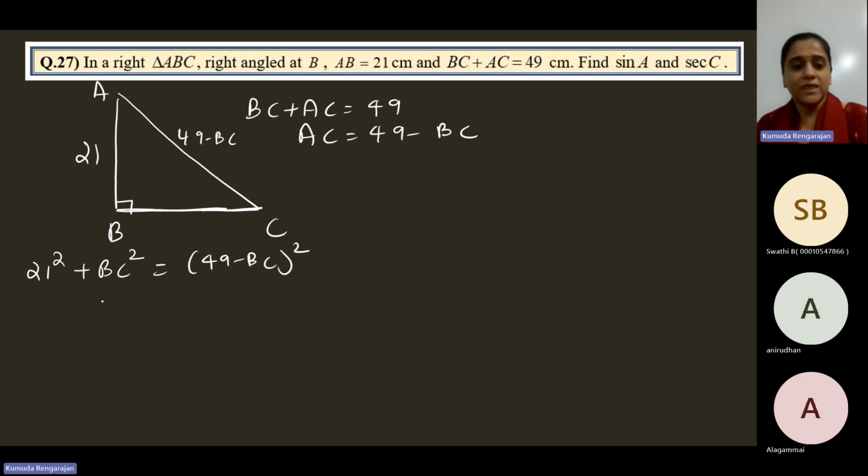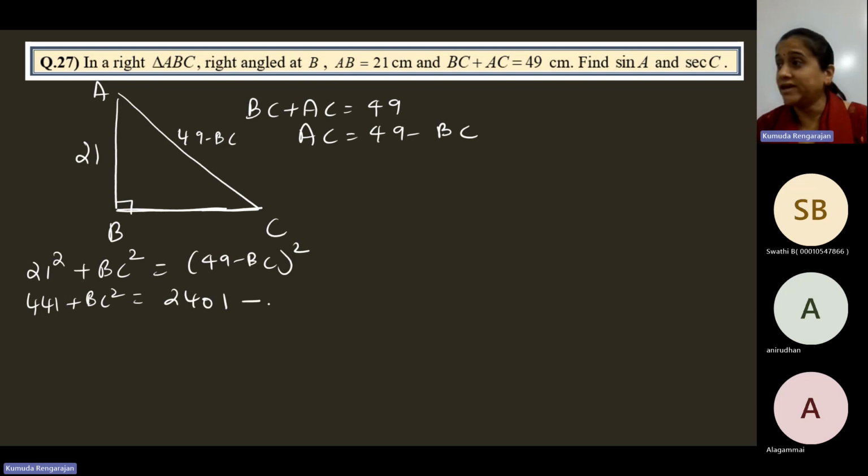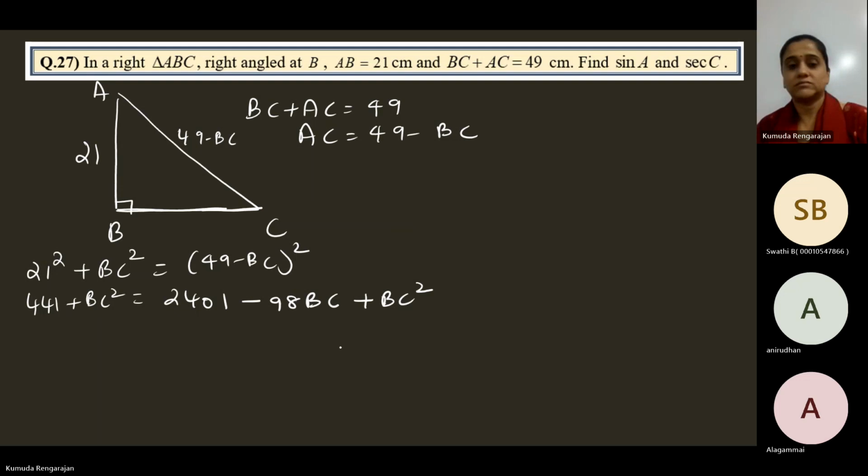Now apply Pythagoras theorem. 21 square plus BC square is equal to this one, correct? Now 441 plus BC square is equal to, this is A minus B the whole square. A square, 49 square, minus 2AB, 2 into 49, 98 BC, plus B square.